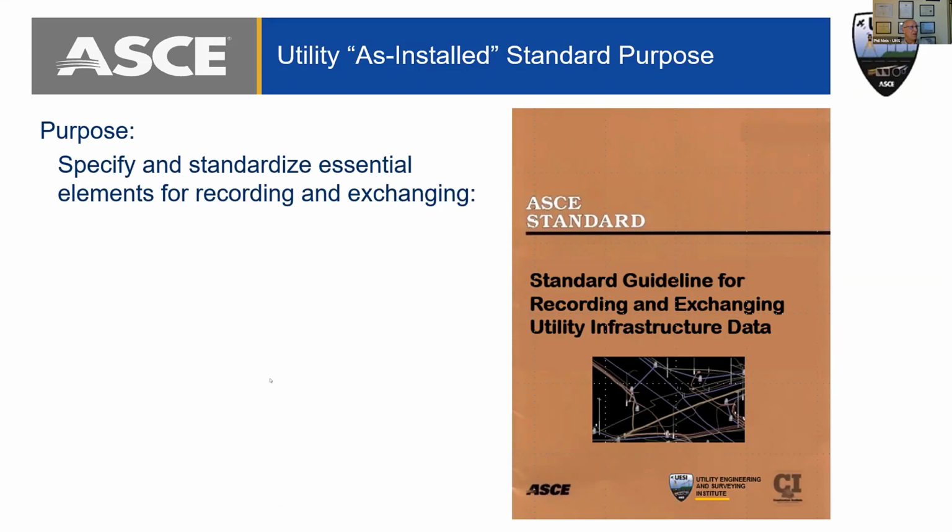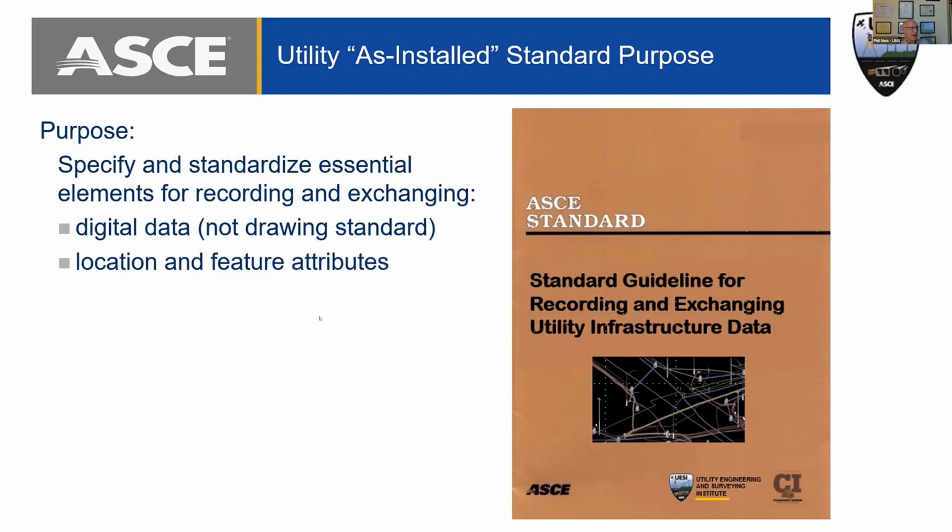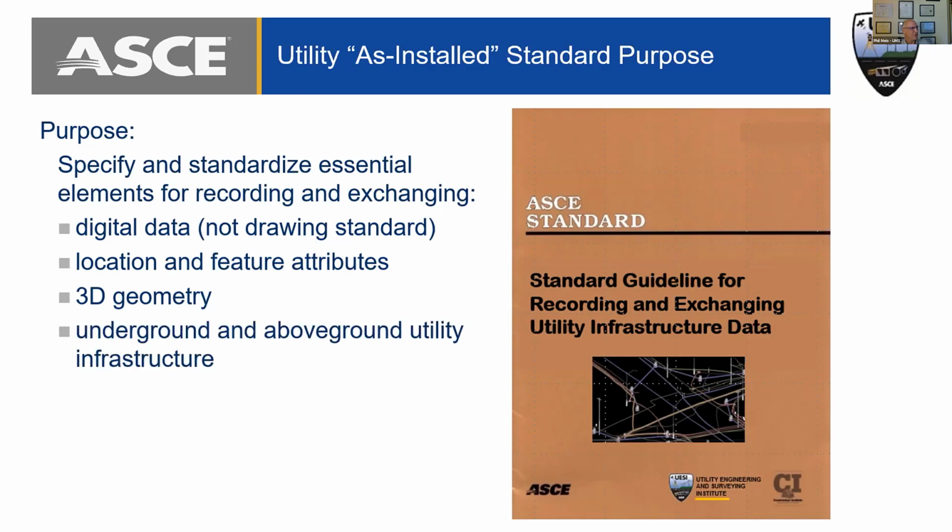So we want to outline the essential elements for recording and exchanging the data. We want it to be digital, not a drawing. We want to get both location attributes and information about that feature. And the goal is to collect enough data so we can recreate basically a digital twin of what's out there, so that when your augmented reality does its job, it can get the size right, the material right, the depth right, the position right, and the geometry. This is a big deal. We need to understand not only where it is, but how big is it? Where is it taking up space?